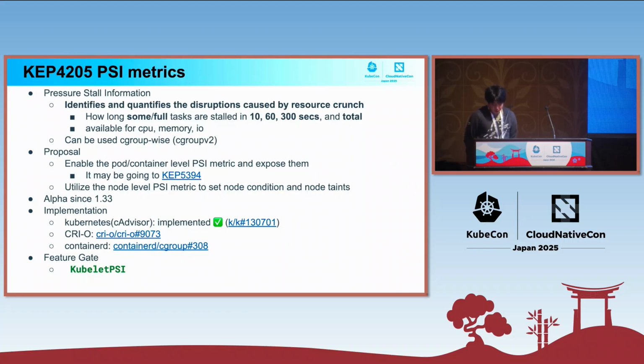You can test this feature by enabling this feature gate, though it will lack some of the metrics. Next, let's explore the other KEP, which introduces Pressure Stall Information metrics to Kubernetes. Pressure Stall Information, or PSI, is a Linux kernel feature that provides real-time visibility into resource contention.